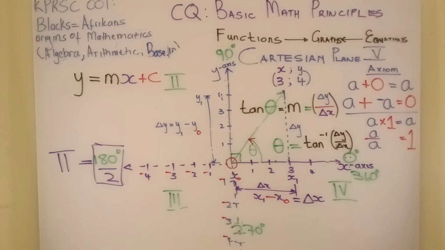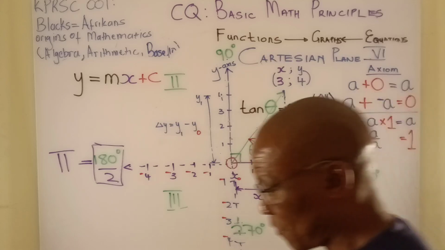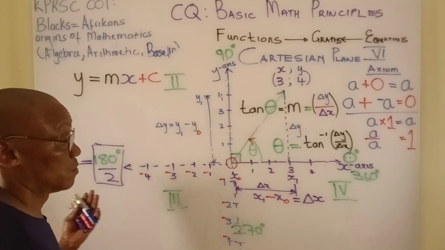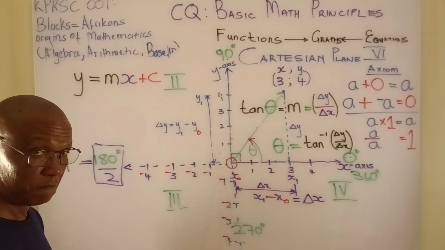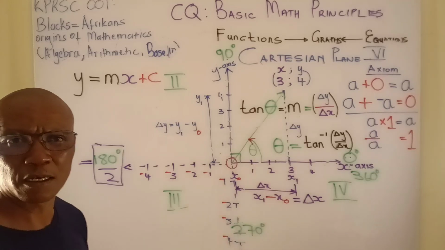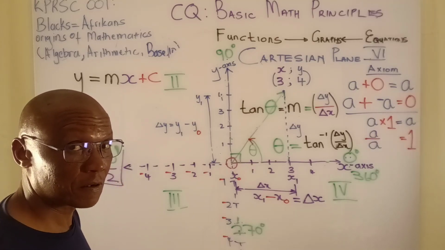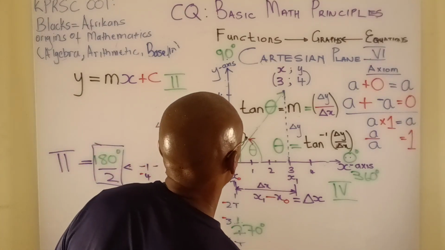So let's do part 6. Because this takes us directly now. We've got all the ingredients that we need to define a circle. Not a circle, an equation or a function. Even a circle. But the circle will be the last thing.